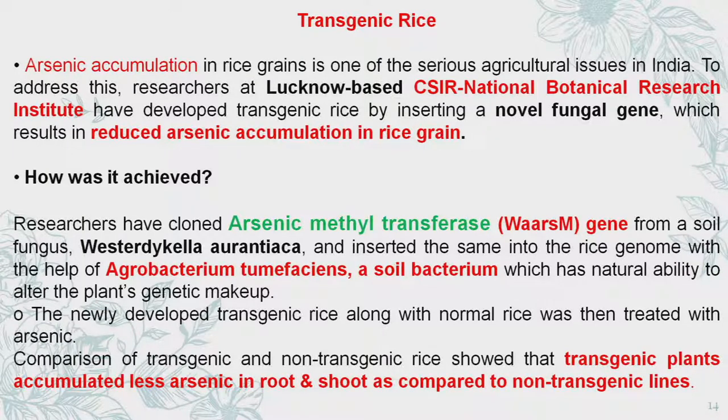So we identified the gene, isolated the gene from the fungal partner, and transferred it into the rice plant through a vector, a soil bacterium, namely Agrobacterium tumefaciens. And we produced a novel transgenic rice, which contains relatively less arsenic content. So that's a breakthrough: a new rice variety capable of growing in arsenic-contaminated soil. So we can protect against the toxicity caused by arsenic to human beings. So transgenic rice, another breakthrough in science.